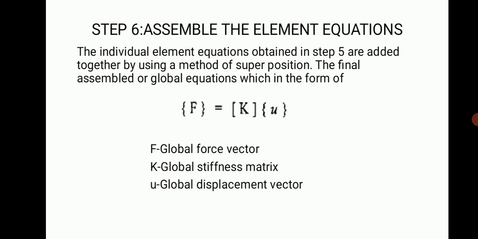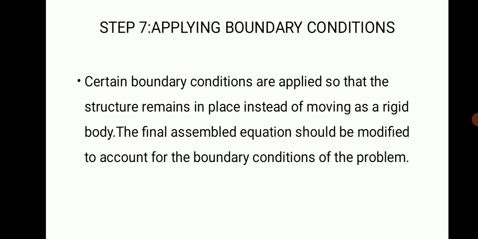And step 7 is applying boundary conditions. Certain boundary conditions are applied so that the structure remains in place instead of moving as a rigid body. The final assembled equation should be modified to account for the boundary conditions of the problem. If a problem is given, we should see the fixed node. If it is a fixed node, we put the displacement as 0 for the fixed nodes. This is the example for applying boundary conditions.